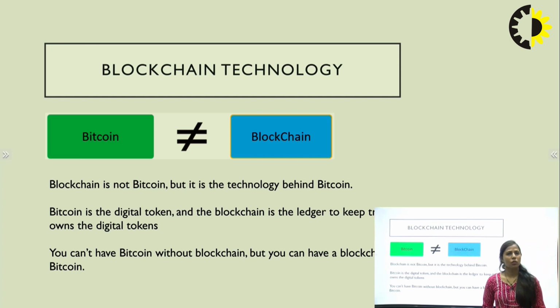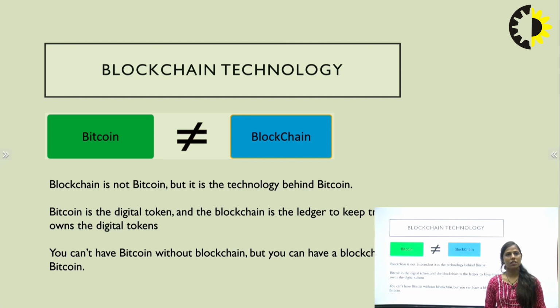In the blockchain we can have different digital tokens and different digital cryptocurrencies. Bitcoin is not the only digital token used in blockchain technology. This is the difference between blockchain and Bitcoin, and these two terms are not the same, as people get confused between them. Bitcoin is the token, and the blockchain is the technology behind Bitcoin.